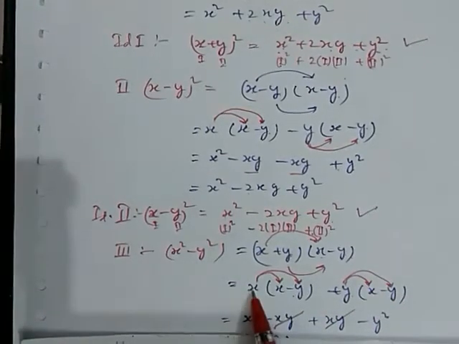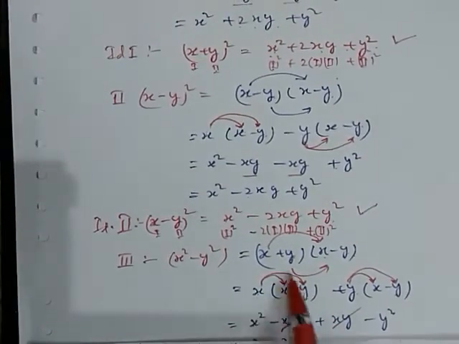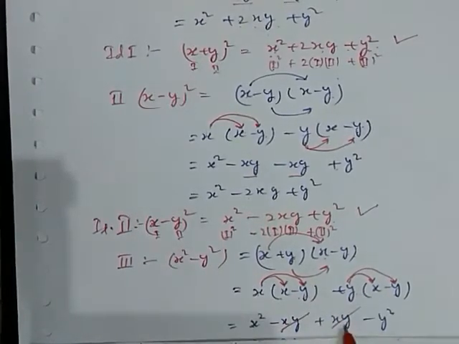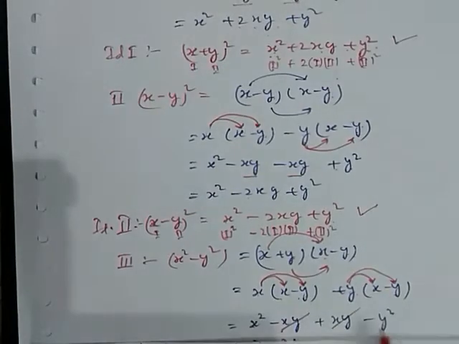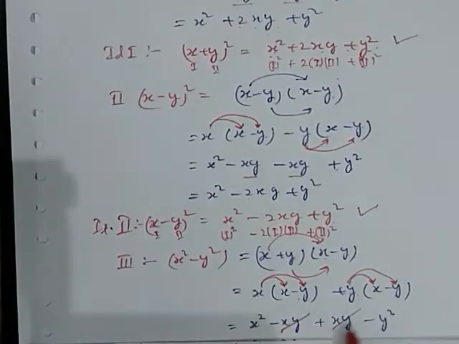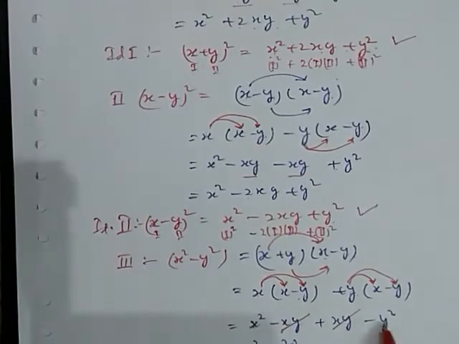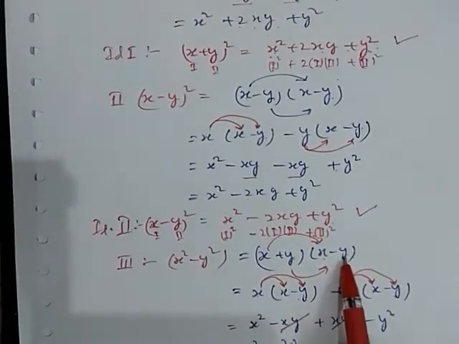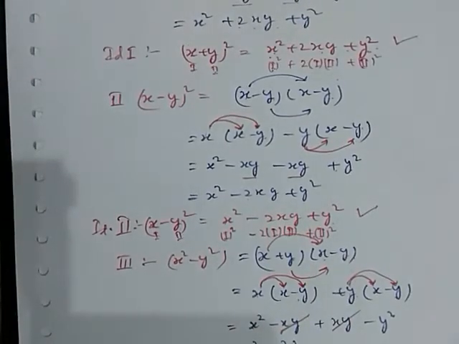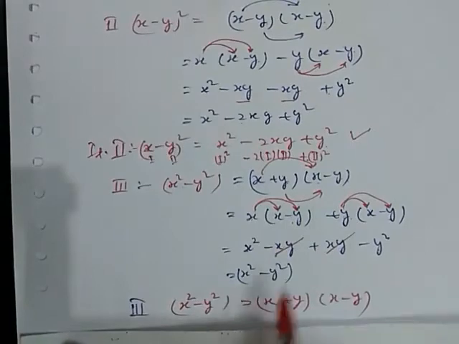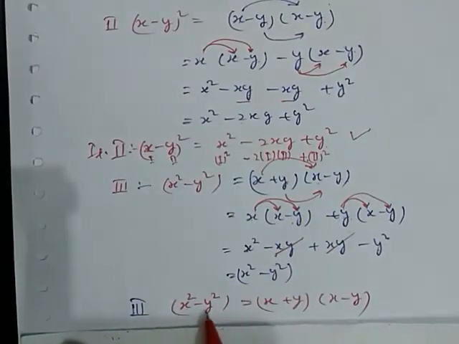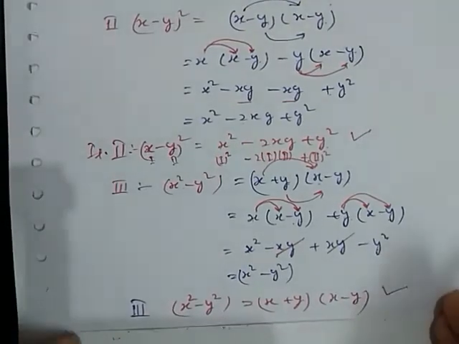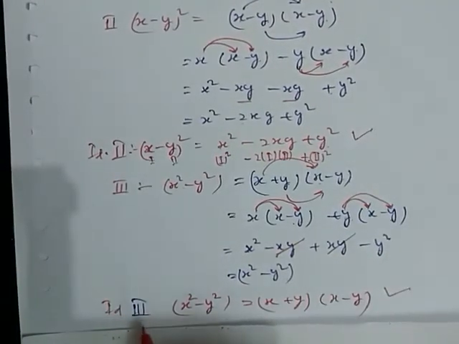Now multiply this x with x, which is x square, x into minus y is minus xy, and y into x is plus xy, y into minus y is minus y square. Here they have different signs, so they cancel out. What do we receive? x square minus y square, which is this. So this can be written as this. So now our identity is x square minus y square can be written as (x plus y) into (x minus y). Memorize this. This is our third identity.